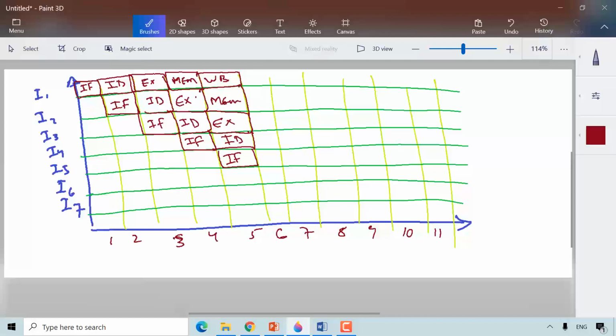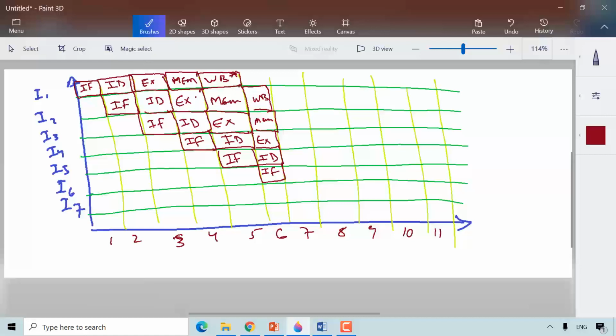Now for the sixth cycle, the first instruction is done, completed. So the second instruction goes to the write back. The third instruction goes to the MEM stage, and the fourth instruction goes to the EX stage, and the fifth instruction goes to the ID stage, and the sixth instruction goes to the instruction fetch.